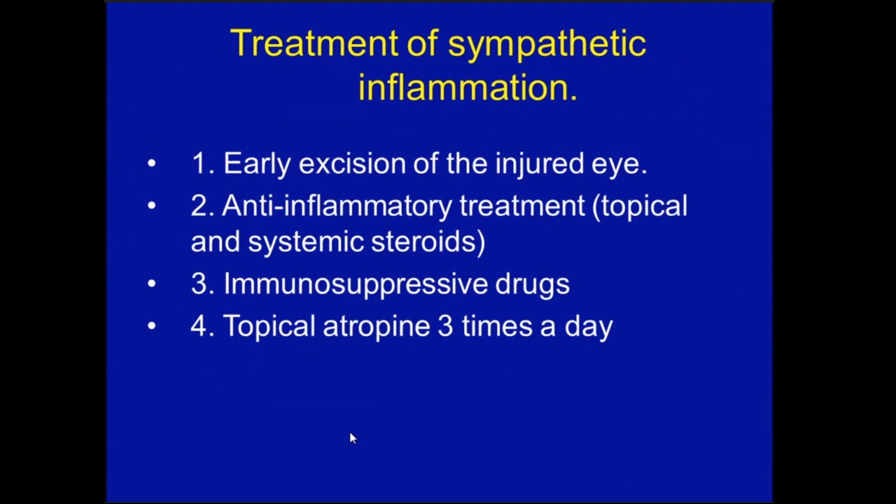Treatment of sympathetic inflammation is very difficult. We should make enucleation of the injured eye. We should use serious, aggressive anti-inflammatory treatment, like topical and systemic steroids. In severe cases, immunosuppressive drugs. And, of course, atropine to prevent synechiae and other plastic processes.